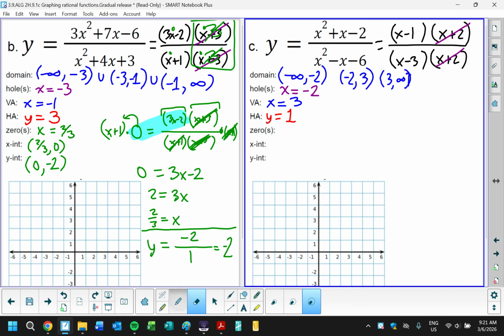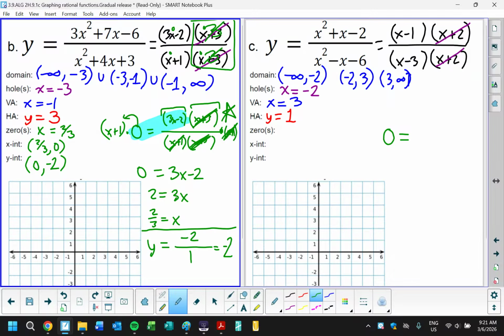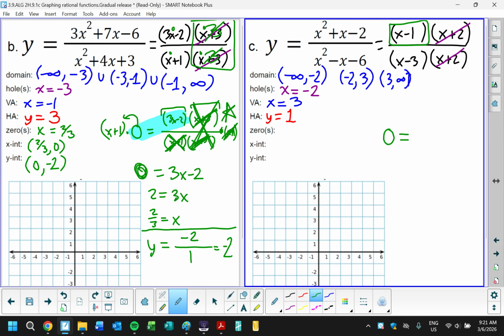All right, zeros. Are there any zeros? Is there any way to make this function equal to 0? Now, again, I showed you last time, over here on the previous example, you don't have to worry about the quantities that cross off. And you don't even have to worry about the denominator, because in multiplying anything times 0, we'll still get 0. So I'm really only going to focus on 0 equals x minus 1.